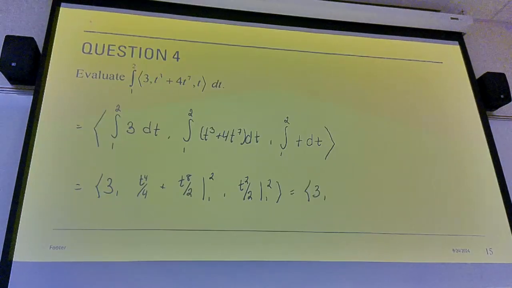What is 2 to the 4th? Minus 1. So we have 15 quarters. What is 2 to the 8th? 2 to the 6. Minus 1. What is 15 quarters plus 255 over 2?